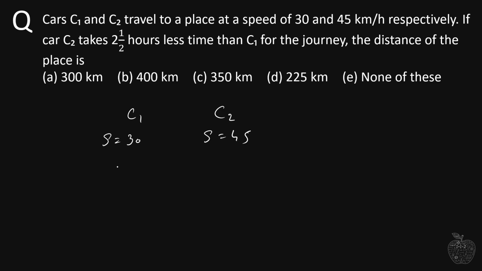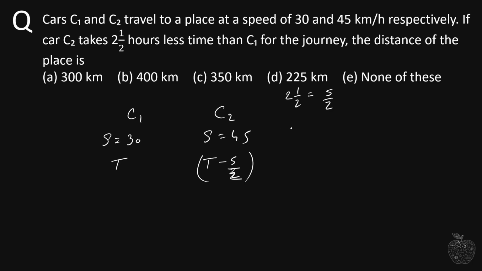So let's say C1 takes time t to complete the journey, then C2 takes t minus 2.5 hours less. So 2.5 hours is equal to what? 2 times 2 is 4, plus 1, so 5 by 2. So car C2 takes 5 by 2 hours less than C1. So if C1 takes t, then C2 will take t minus 5 by 2 hours, right?